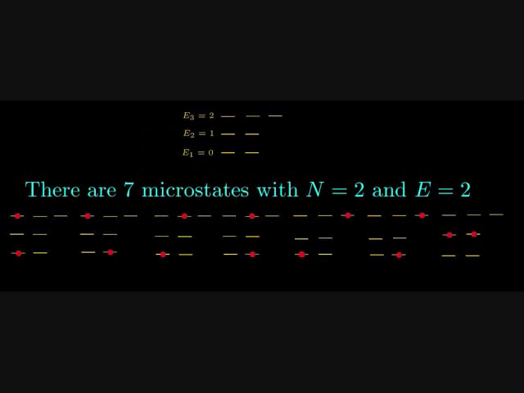There are 7 distinguishable ways to fill the states with fermions, subject to the constraint that the total energy is 2 units and there are 2 particles. We call each way to fill the states a microstate, so there are 7 microstates for a system of 2 particles and 2 units of energy for this particular system. Each microstate has a different set of N_i, that is, a different list of numbers N_1, N_2, and N_3, such that there are N_1 particles in level 1, N_2 particles in level 2, and N_3 particles in level 3.